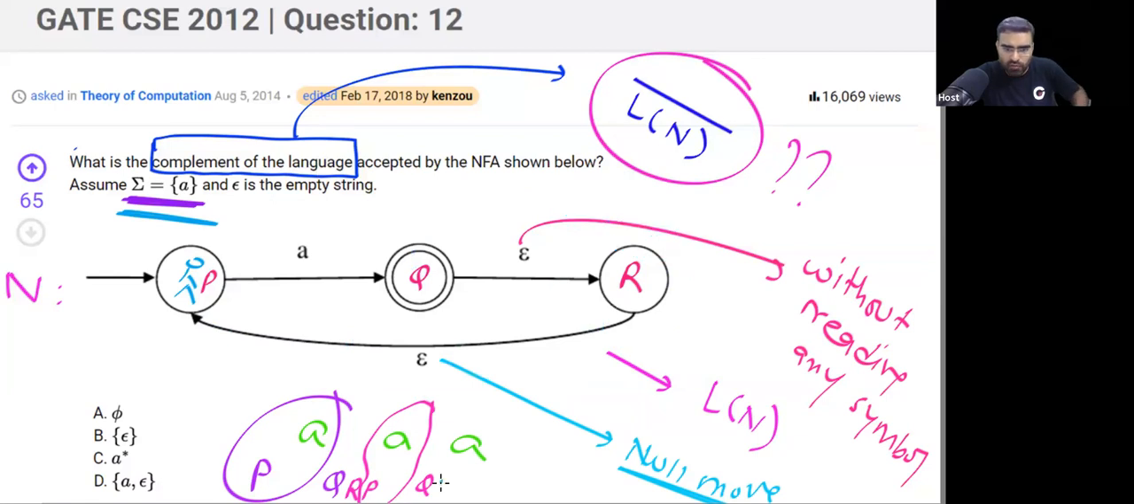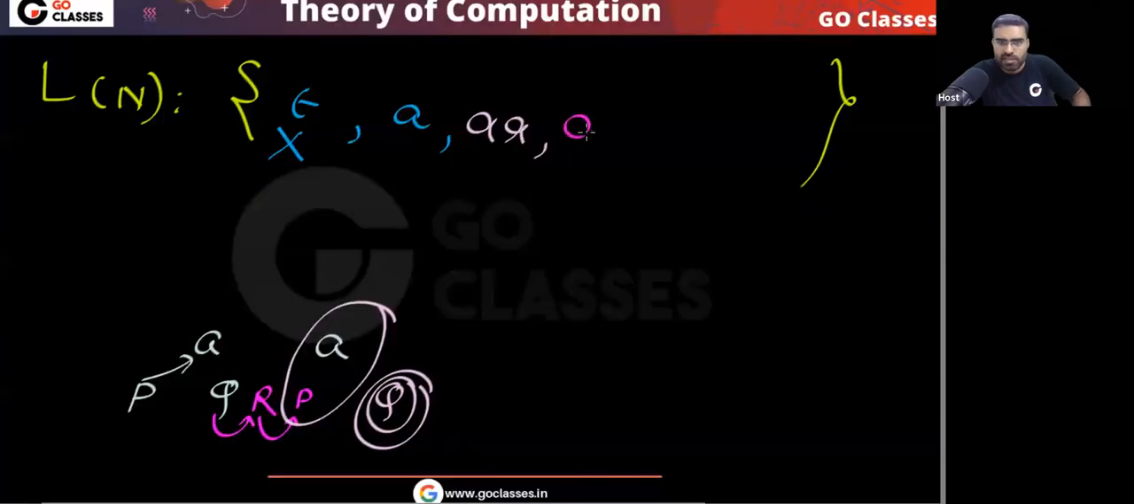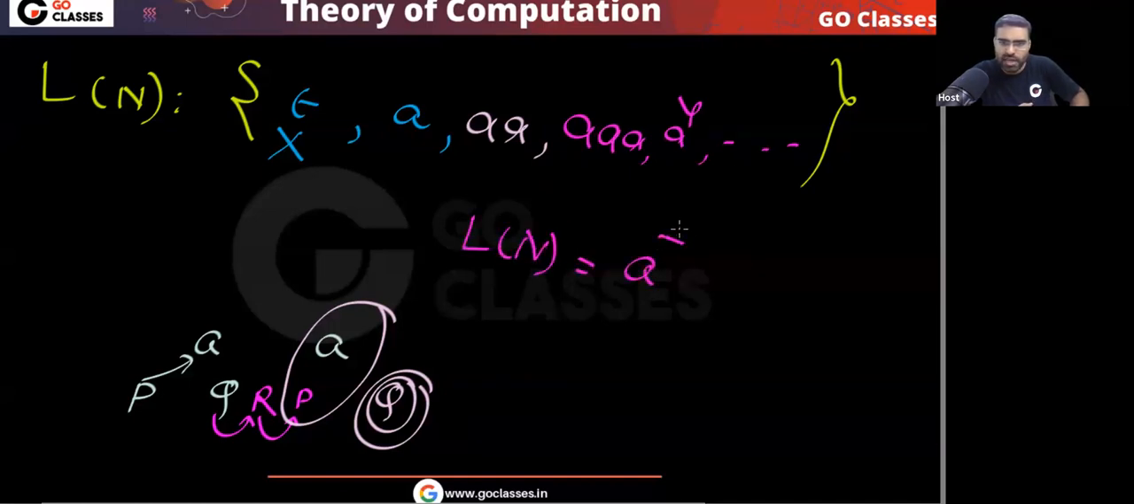So you can go like this. Then finally, here you can go to the final state. So this is also accepted. I can say triple A is also accepted. Similarly, 4A also will be accepted and so on. What is the language of this NFA? That is A plus.